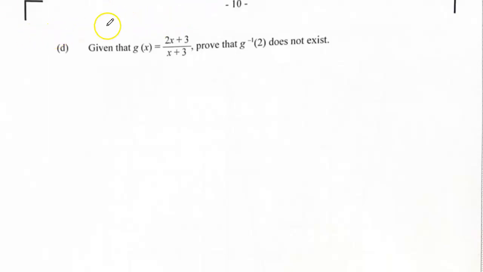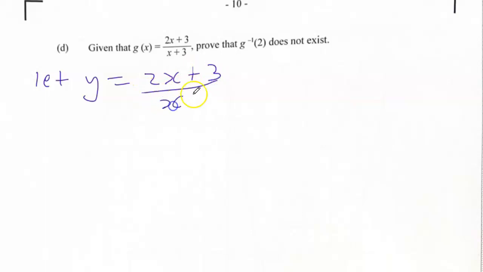Given that g of x is equal to 2x plus 3 over x plus 3, prove that g inverse of 2 does not exist. So to find g inverse of 2, we first need to find g inverse of x. So let's find the inverse of g. We'll let y be equal to 2x plus 3 over x plus 3. And then to find the inverse, we interchange x and y.